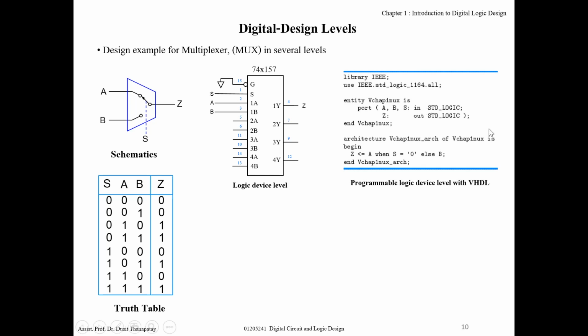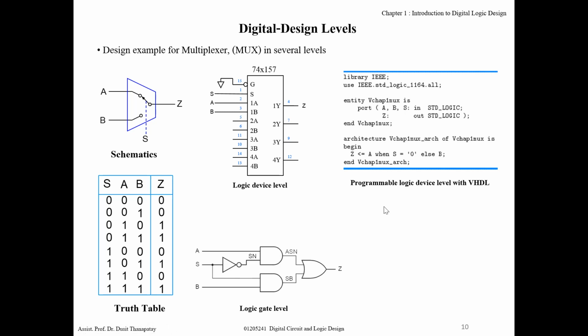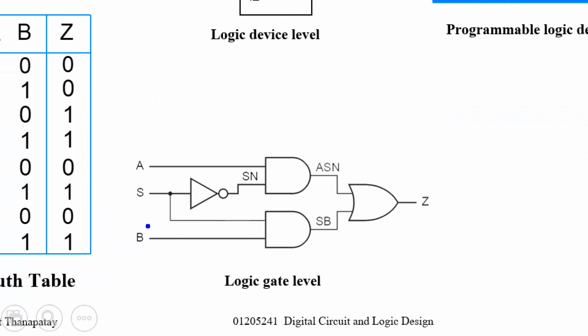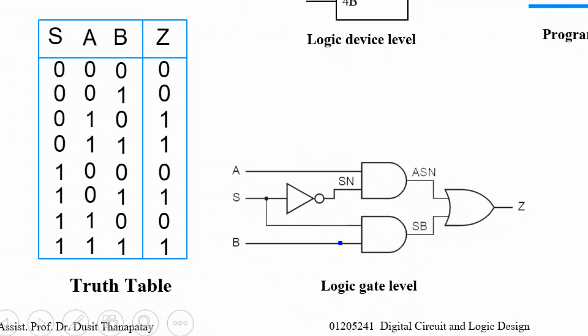or you may use a commercially available IC, 157, or you can implement it by using a programmable device with VHDL, a hardware description language, or use logic gates connected together like this.